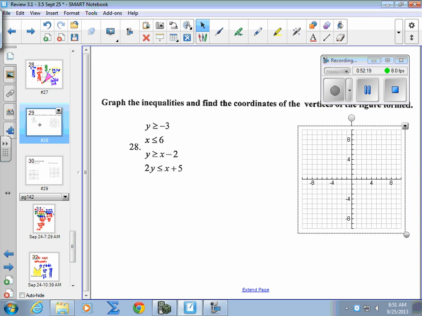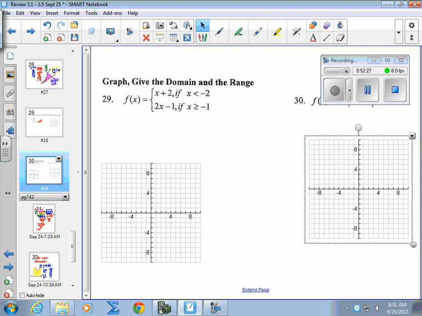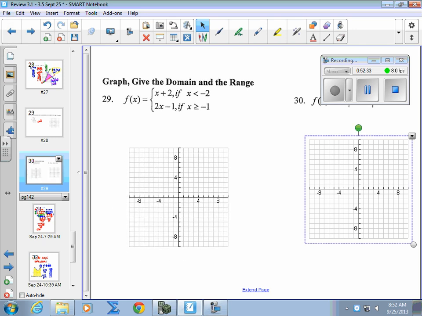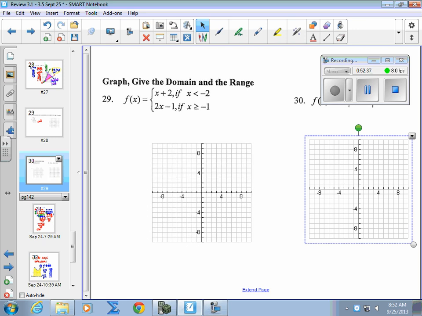Alright, number 28, there's a problem with this, so you don't have to do number 28. So we're on to problems numbers 29 and 30. Number 29 is a piecewise function. Remember I said they come in pieces and you need to work it as such.